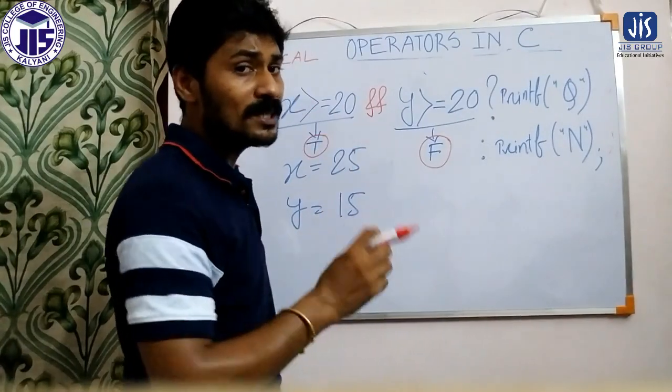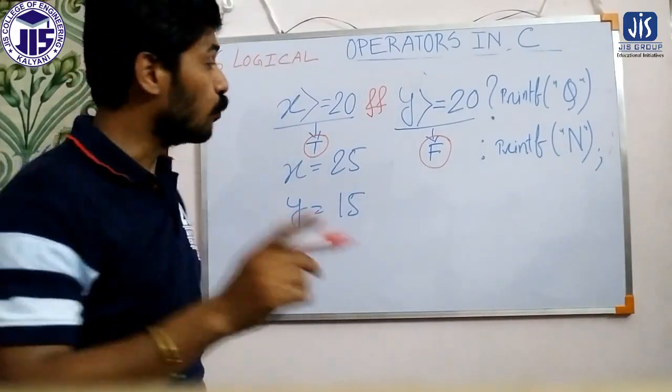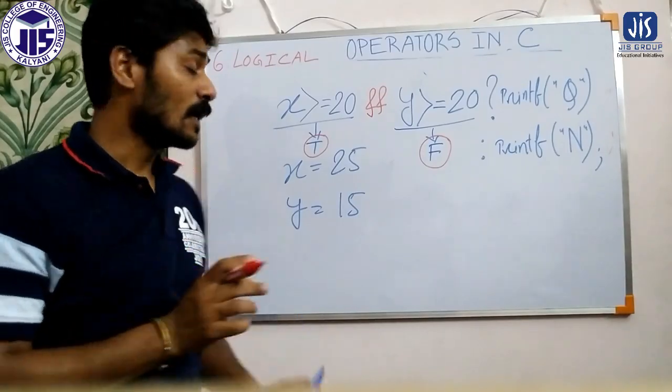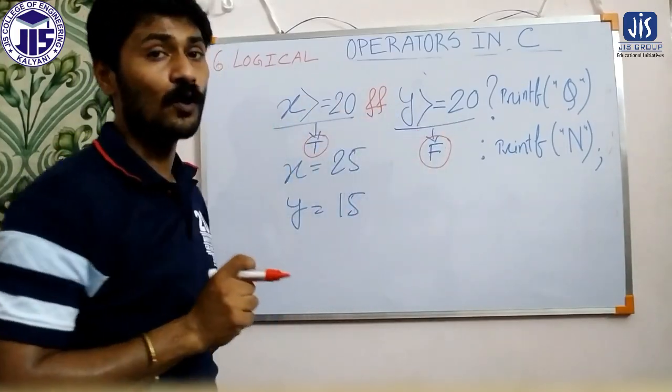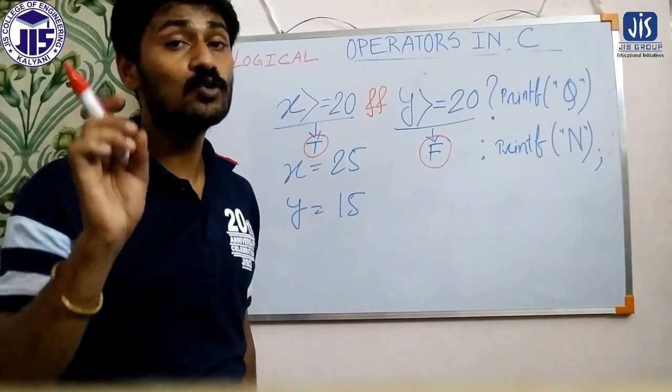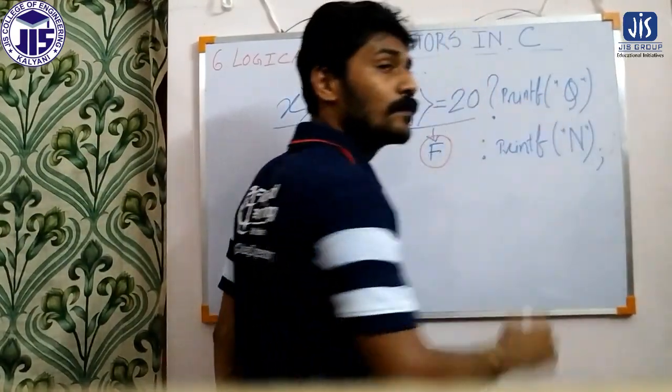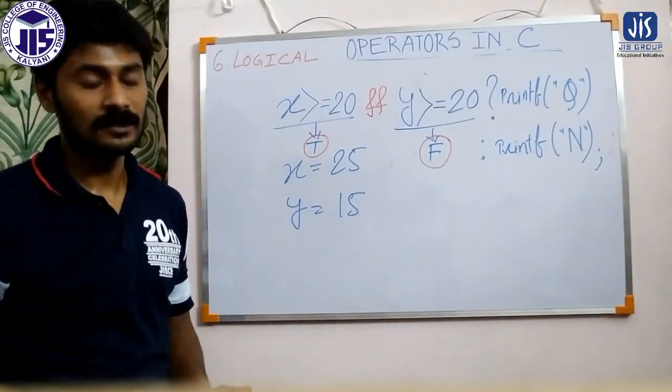From the truth table we have shown, if both conditions are true, then we can consider it as a true statement. If one condition is true and the other condition is false, we cannot consider it as a true statement in the case of logical AND. So it will be non-qualified.